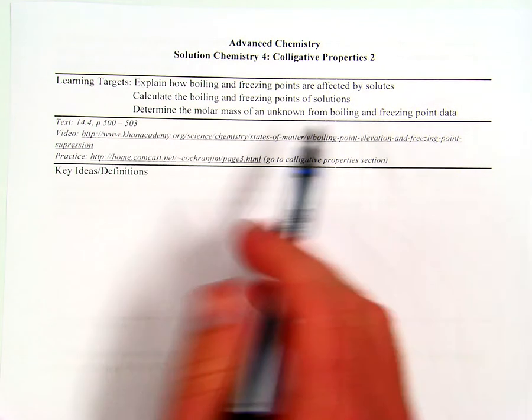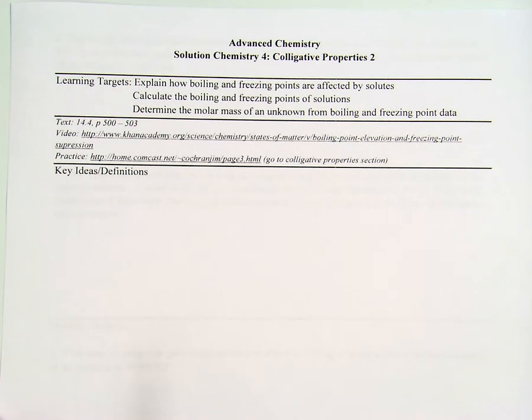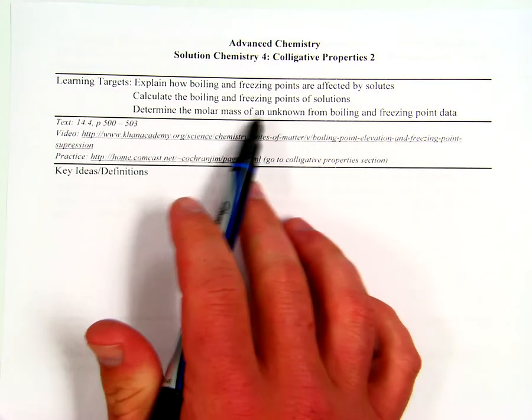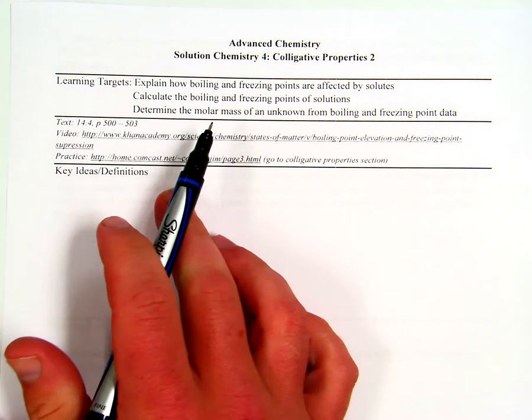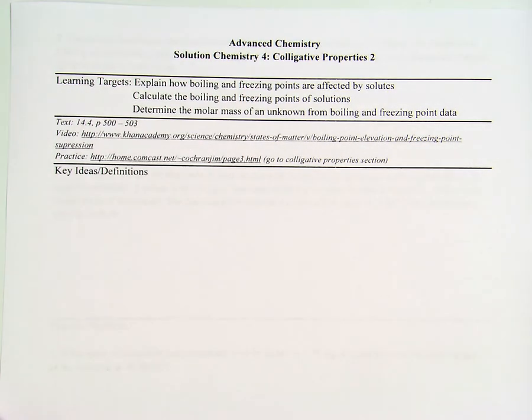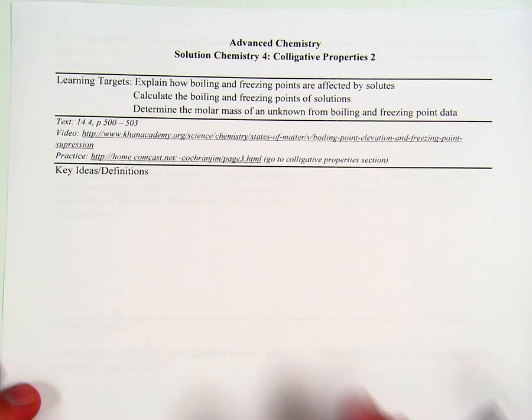We're going to ask ourselves how boiling and freezing points are affected by solutes. We want to be able to calculate these boiling and freezing points, and finally we also want to determine the molar mass of an unknown using some of this data. Alright, key ideas and definitions here. We're just going to start by explaining how freezing points and boiling points are affected by the addition of solutes to solvents. And we'll start with boiling points.